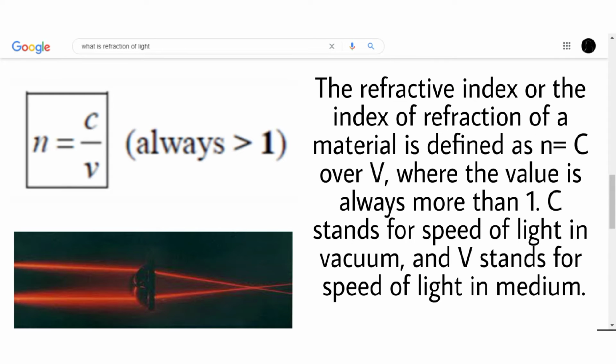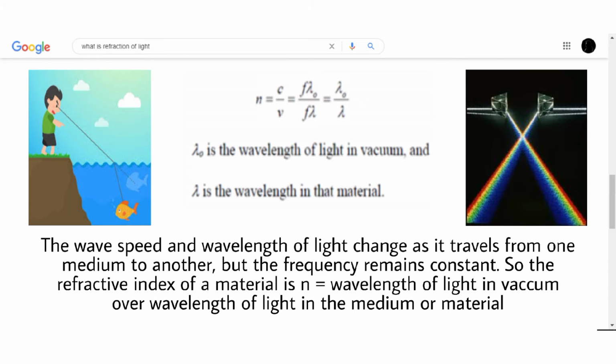The refractive index, or the index of refraction of a material, is defined as n equals c over v, where the value is always more than 1. C stands for speed of light in vacuum and v stands for speed of light in the medium. The wave speed and wavelength of light change as it travels from one medium to another, but the frequency remains constant. So the refractive index of a material is n equals the wavelength of light in vacuum over the wavelength of light in the medium or material.